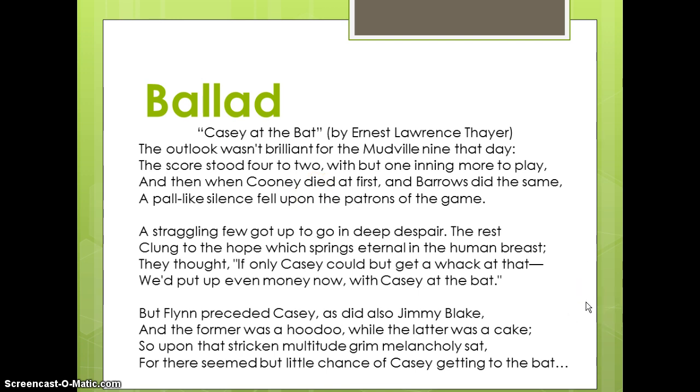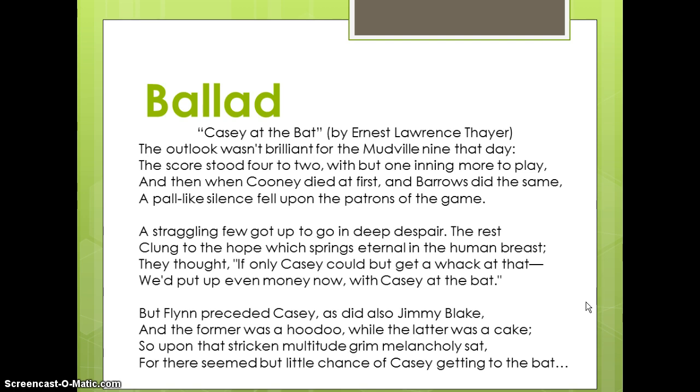The outlook wasn't brilliant for the Mudville 9 that day. The score stood 4-2 with but 1 inning more to play. And then when Cooney died at first and Barrows did the same, a pall-like silence fell upon the patrons of the game. A straggling few got up to go in deep despair. The rest clung to the hope which springs eternal in the human breast. They thought, if only Casey could get a whack at that, we'd put up even money now with Casey at the bat. But Flynn preceded Casey, as also did Jimmy Blake, and the former was a hoodoo while the latter was a cake. So upon that stricken multitude grim melancholy sat, for there seemed but little chance of Casey getting to the bat.